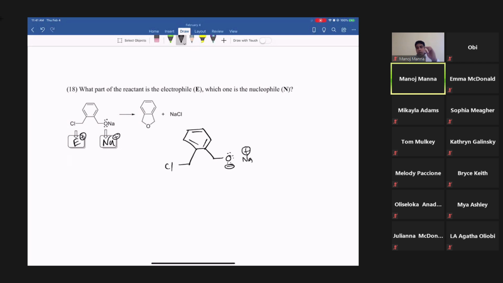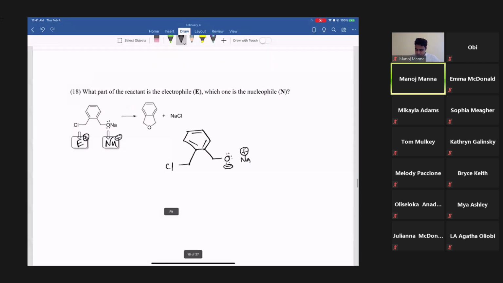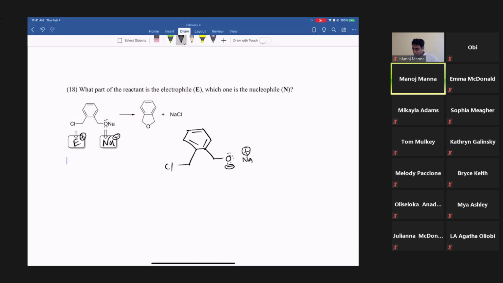Now, we said oxygen O minus is a nucleophile, but why is the left-hand portion the electrophile? Can anybody try to answer why we said electrophile? Because it accepts the lone pair. Accepts the lone pair. The proper explanation is to think about the carbon-halogen bond.